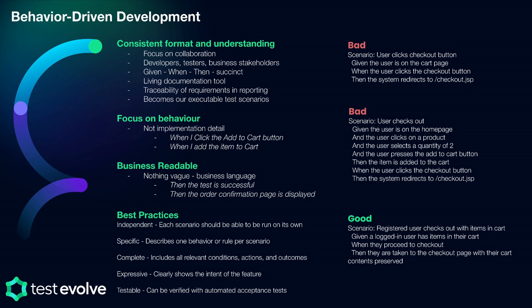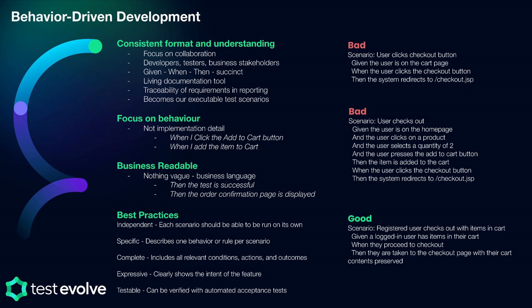Expressive, clearly shows the intent of the feature, and I think we'll have a look at a good example of that in a second. And testable, so obviously it needs to be a requirement that can be verified with automated acceptance tests. So we've got a couple of examples on the right hand side here. The top one I consider bad because it is talking about the user interface. It says when the user clicks the checkout button, and it's also described in a way that the business wouldn't really care about. So the fact that it is redirecting to checkout.jsp, that obviously means something to a tester, a developer.